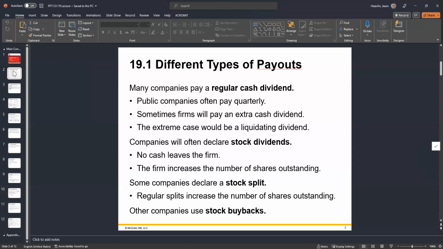Companies will often declare stock dividends. Now, let me first introduce a term, stock distribution, which is the general term that covers stock dividends and stock splits. You may be familiar with the term stock splits because it's the most common term used out there for this type of activity, but the formal terminology is stock distributions, and it comes in two flavors: stock dividends and stock splits. Stock dividends and stock splits are very similar.